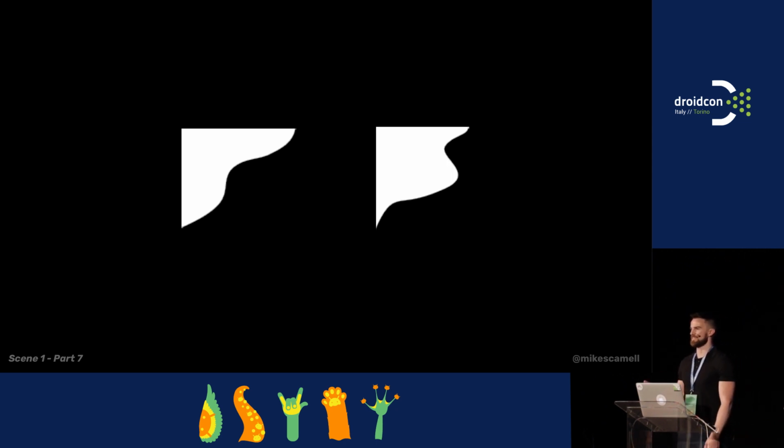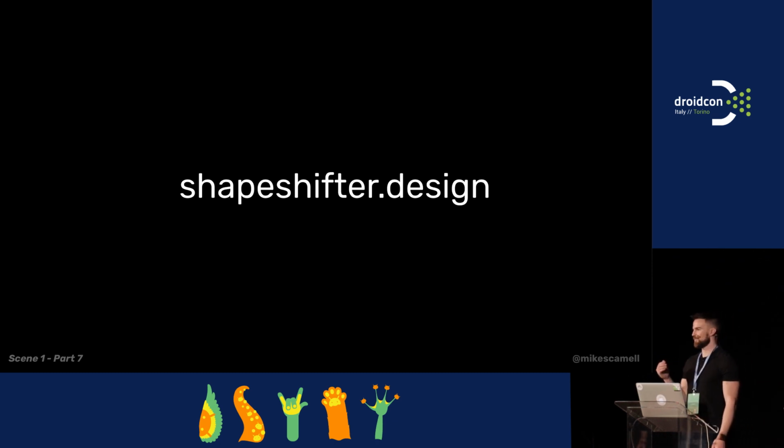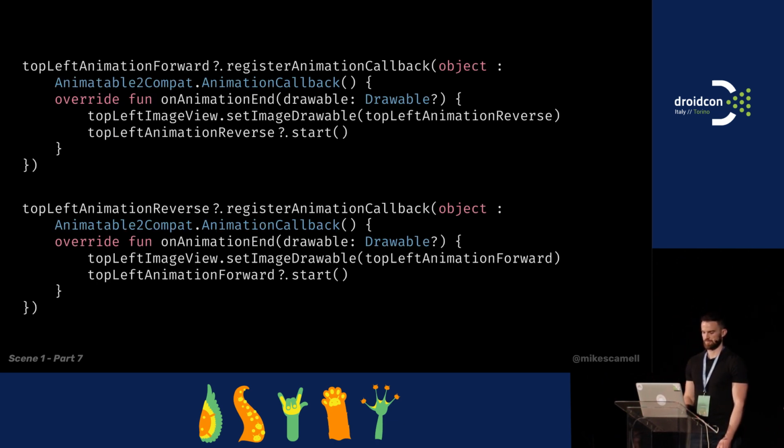So firstly, I created the start and end SVGs. Then we import them into the shapeshifter.design website to make our animated vector drawable. I'm not going to go into great detail. All you need to know is I used path animations utilizing the start and end of the paths of the images I created. If you have any questions on this, come see me after or just ping me on Twitter. We then export the animated vector drawable and import them into our project, set them on our image views, and use the onAnimation end callbacks to start the appropriate animated vector drawable.